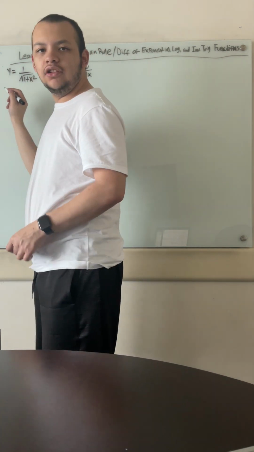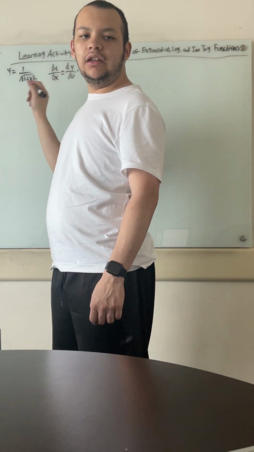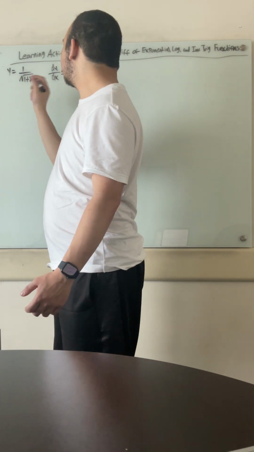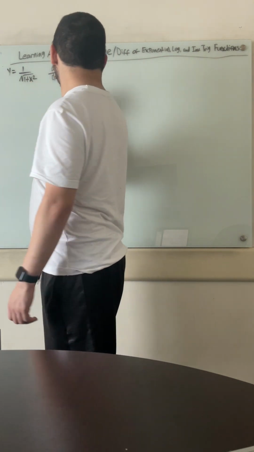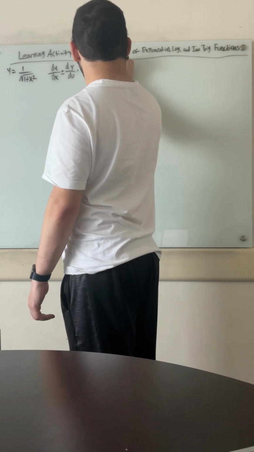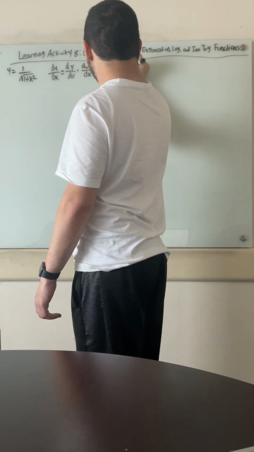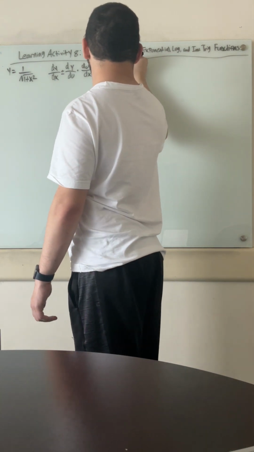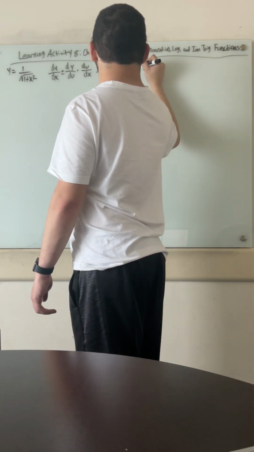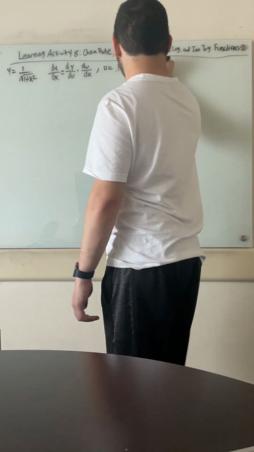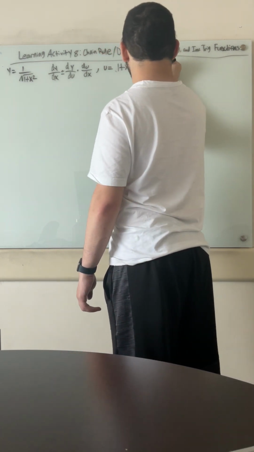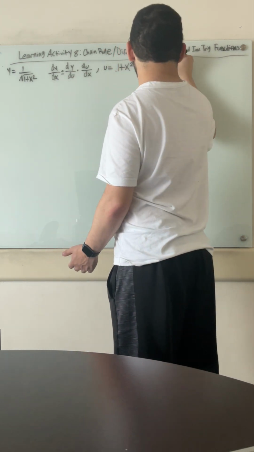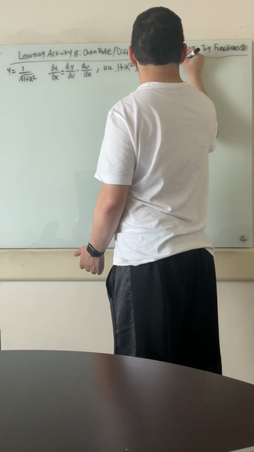So with our given function, we're going to identify u and y. Taking a look at our function, 1 over the square root of 1 plus x squared, our u is going to be 1 plus x squared, and our y is going to be 1 over the square root of u, which can be rewritten as u to the negative 1/2 power.